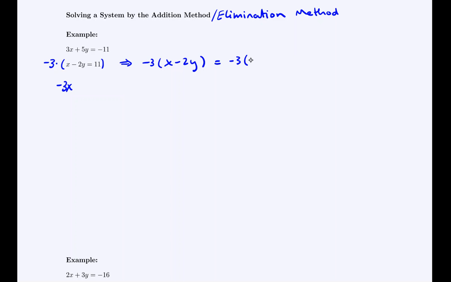So I'd also have to take the negative 3 times 11. Now I'm going to distribute: negative 3x plus positive 6y, because negative times negative is positive, equals negative 33. And that's our new equation. And what you'll do is then you'll rewrite the equation that you haven't manipulated, that you wanted to add to it, under.